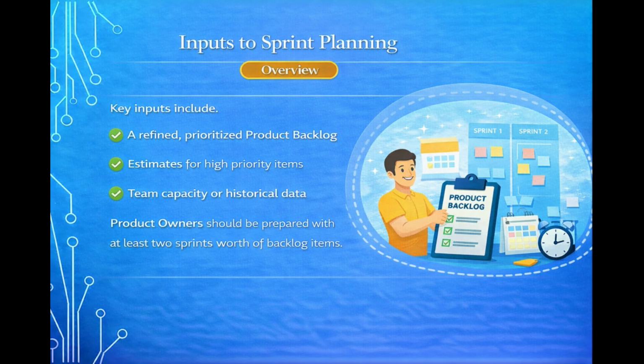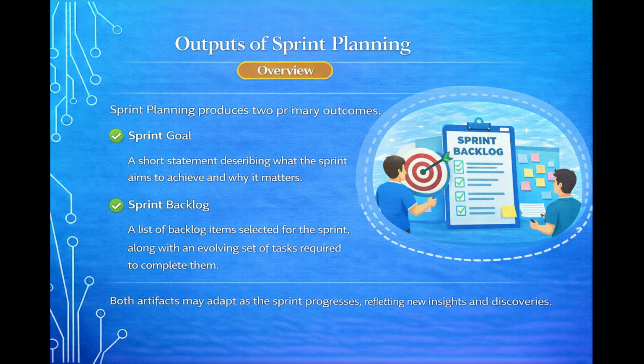Inputs to sprint planning. Key inputs include a refined, prioritized product backlog, estimates for high-priority items, and the team's capacity, ideally enough backlog items to fill about two sprints' worth of work. Outputs of sprint planning.